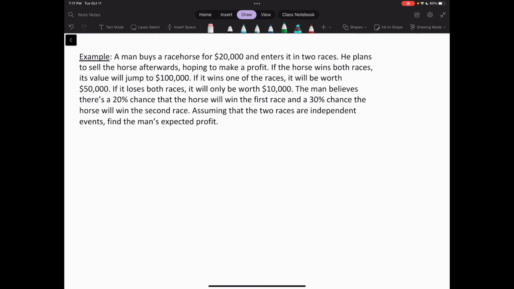Okay? So what I'm going to do is highlight this word right here. Expected profit, as we just talked about, means find the expected value, aka find the mean. My pen doesn't want to write. Come on. There we go. Find the expected value, better known as the mean.